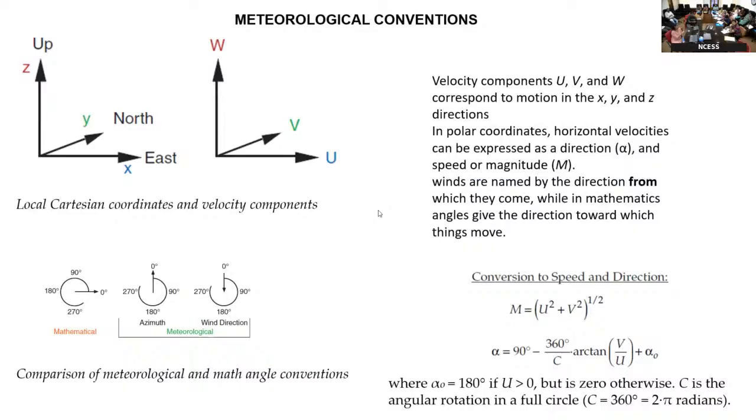We have talked about temperature. Next is about wind. In meteorology, the convention for directions is different from that of conventional mathematics. We take the directions in a different way.